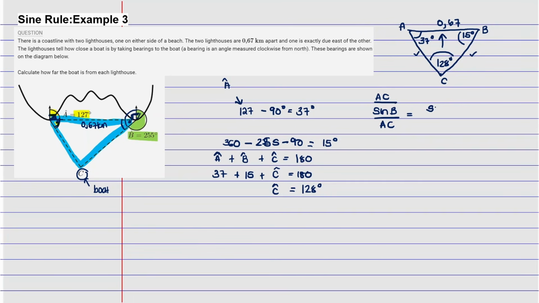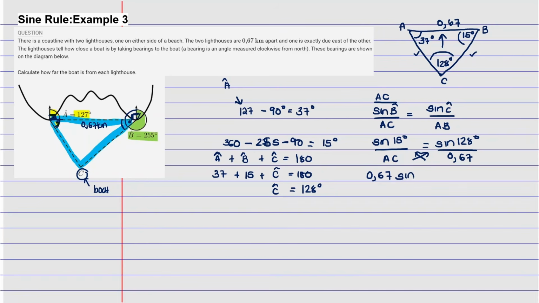So we know the fact that sine C is basically divided by AB. So let's substitute. We know the fact that sine B, which is 15, divided by AC, which is what we're looking for, because that's one of the sides, is equal to sine 128 divided by 0.67. Cross multiply.